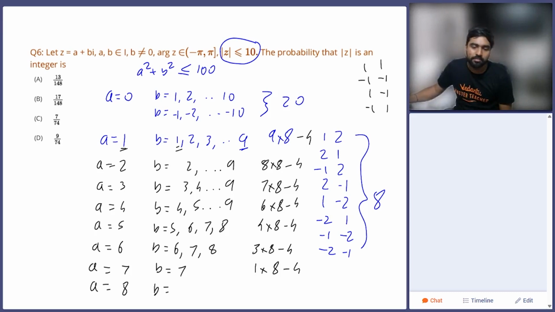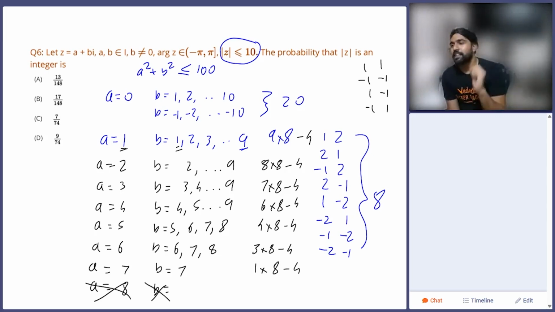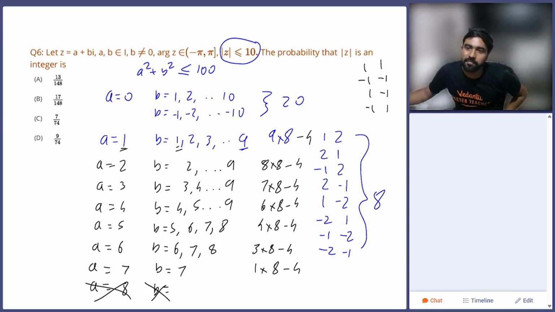And A equals 8. I cannot have a smaller value possible. 8, 8 is not something that is acceptable over here. So now this is the total number of cases where modulus Z is less than or equal to 10. Now that we have gotten this, the question is, what is the probability that modulus Z is an integer?